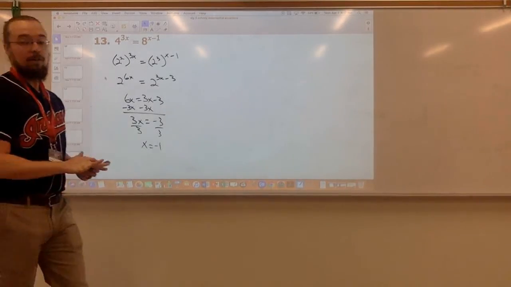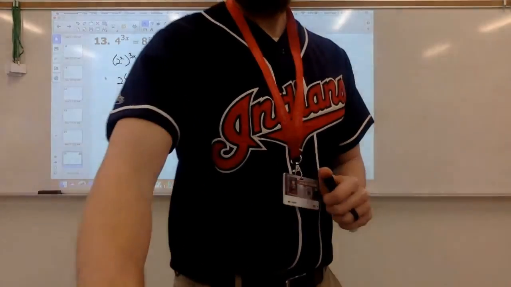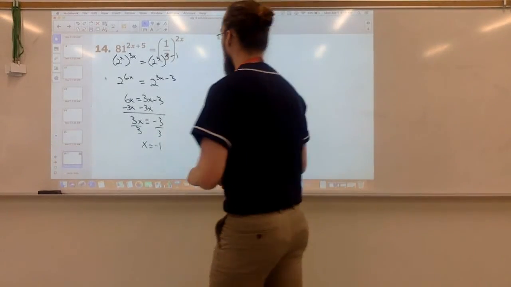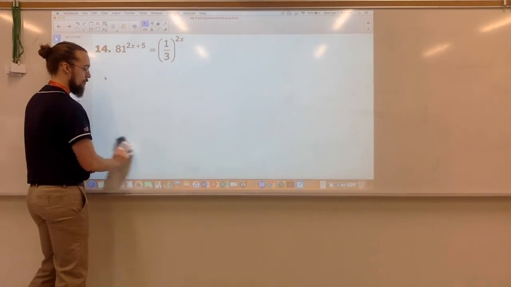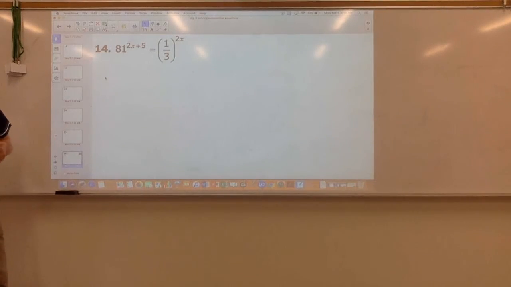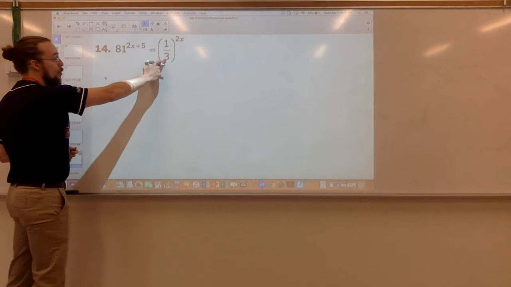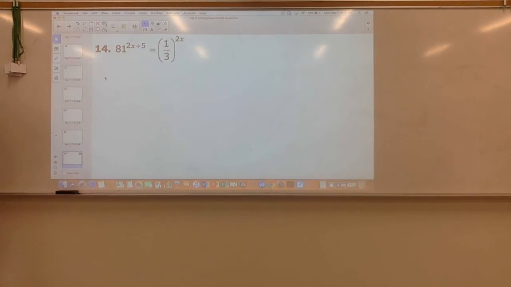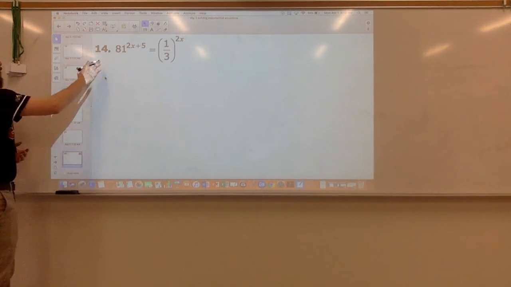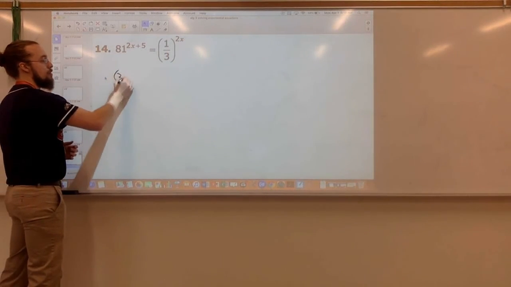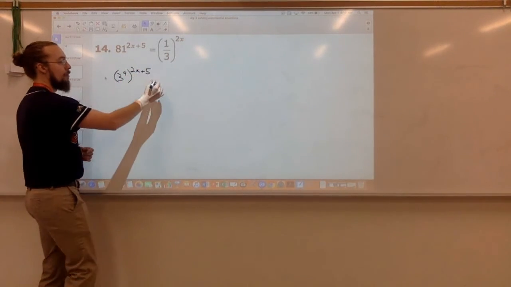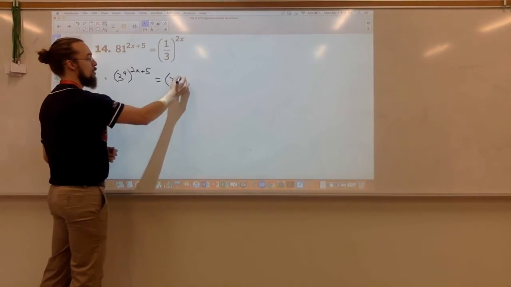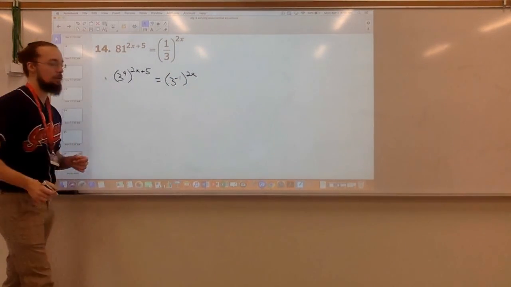Then on the last one, I kind of threw everything we've been talking about here into one problem. I've got 1/3 and 81. I'm going to need to rewrite both of these with a base of 3. So 81 is the same as 3 to the 4th power. And then 1/3 is the same as 3 to the -1st power.